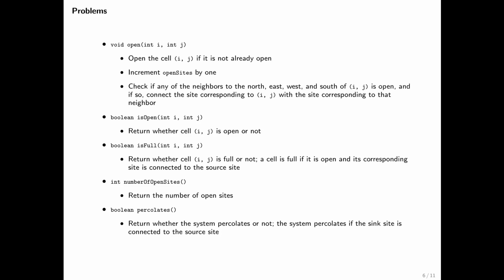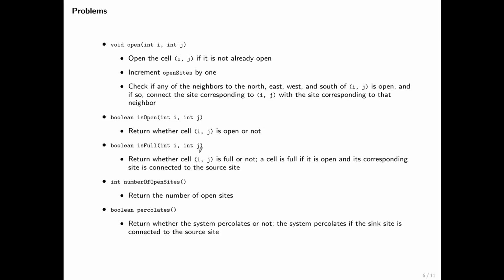Okay, so that's open. What about isOpen? isOpen is extremely straightforward. You're given an i and j, and you're supposed to simply return true if that cell is open and false otherwise. That's fairly easy. You simply consult the percolation system. isFull, the same thing. You're given 2 arguments i and j, and you're supposed to return true if that cell is full and false otherwise.